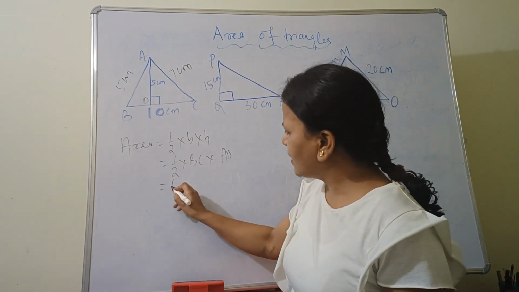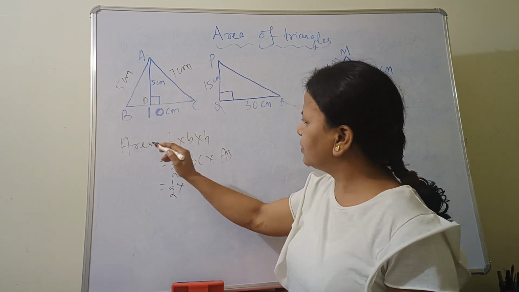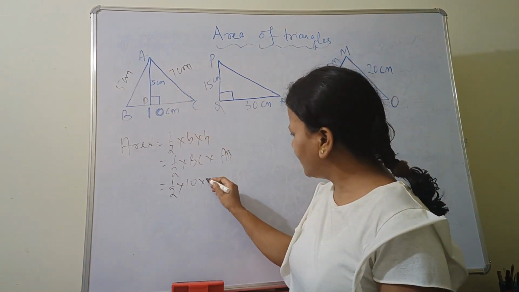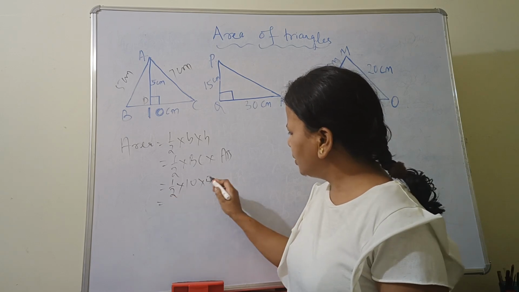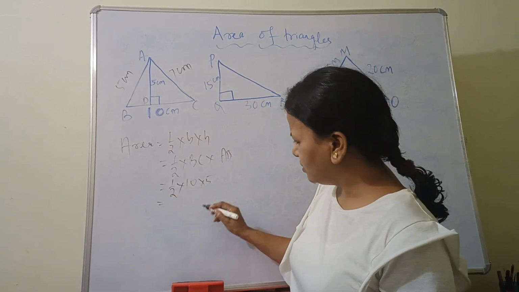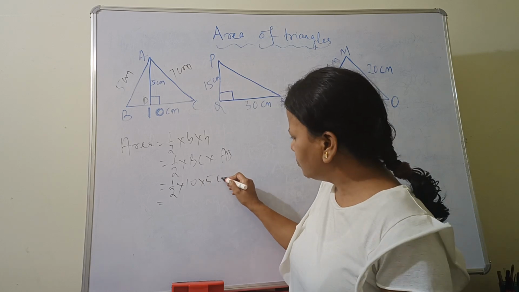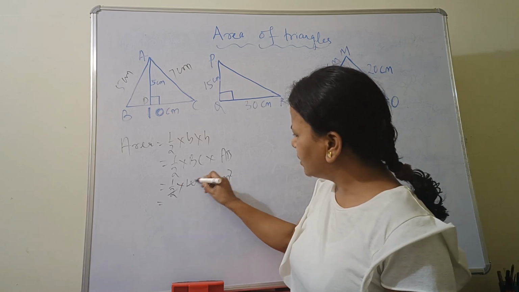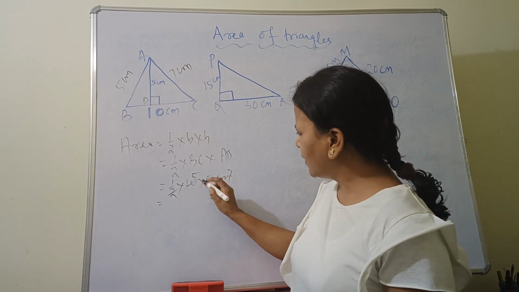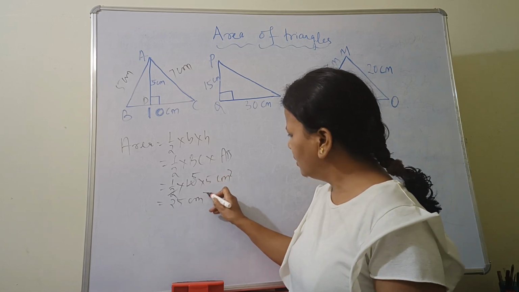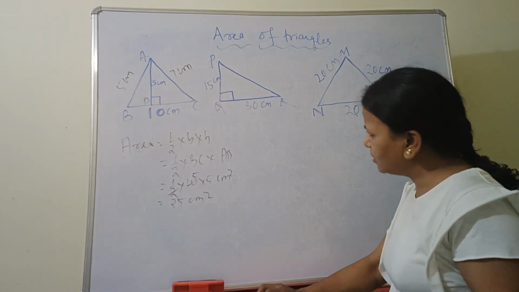So this is half into, in place of BC we can write 10, and in place of AD we can write 5, that's given in the figure. It would be in square units, because any area you find would be in square units. So this would be centimeter square. Now 10 and 2 are cancelled and we are getting 5. 5 5s are 25. Now the area of this triangle is 25 centimeter square.